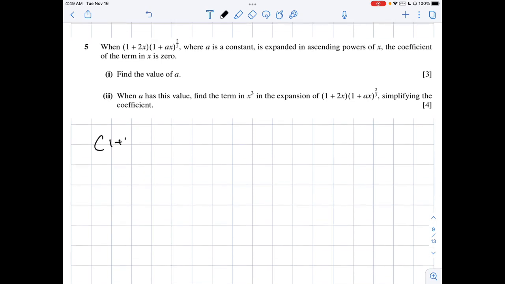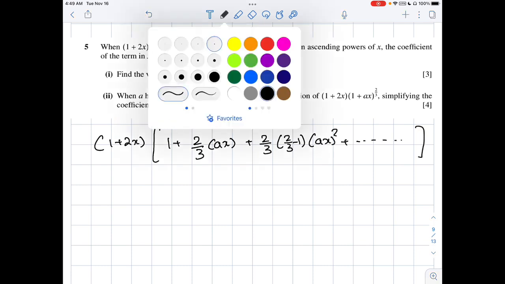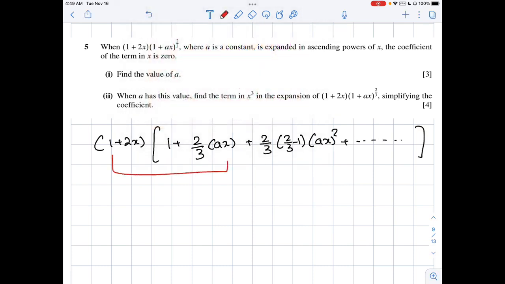So 1 plus 2x, this is 1 plus nx plus n times n minus 1 times x square. I don't do that one because I don't want x square. I want only x terms. So how can I get x terms? When 1 is multiplied with the x term and 2x is multiplied with the constant over there. So 1 times 2 upon 3 times a gives me x, or 2 times 1 gives me x. This should be equal to 0 because the coefficient is 0.